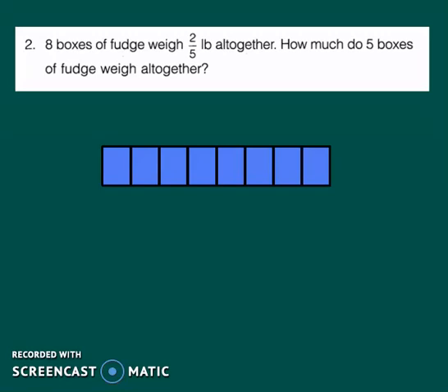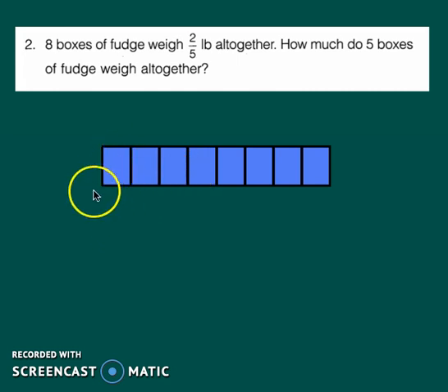Okay, for number 2, there's a few different ways we can think about this. So 8 boxes of fudge weigh 2/5 of a pound altogether. How much do 5 boxes of fudge weigh altogether? So we're starting off with 8 boxes of fudge, and we know how much that weighs altogether.